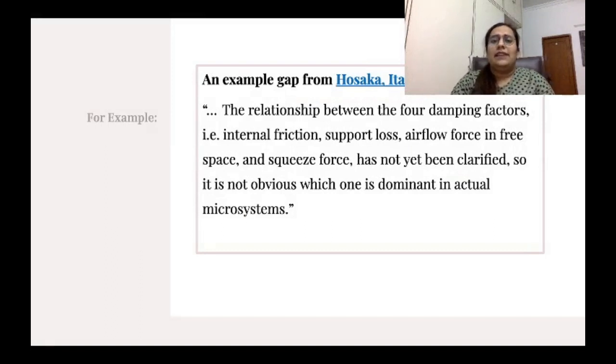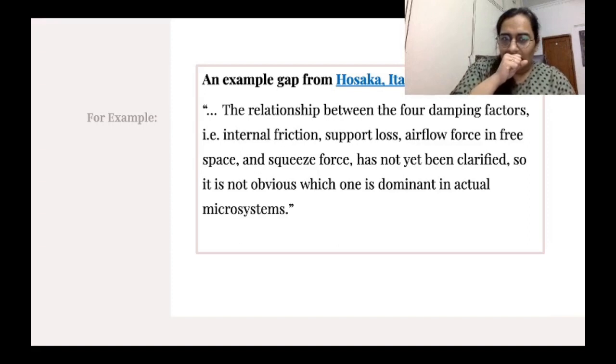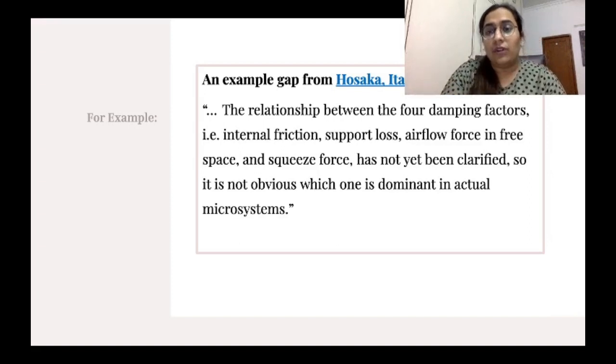For example, the relationship between the four damping factors: internal friction, support loss, airflow force in fluid space, and squeeze force, has not been clarified. So that person is saying that the research, or the relationship he was finding, is not sufficient or clarifying the image. So it is obvious that one is dominating in an actual microsystem.